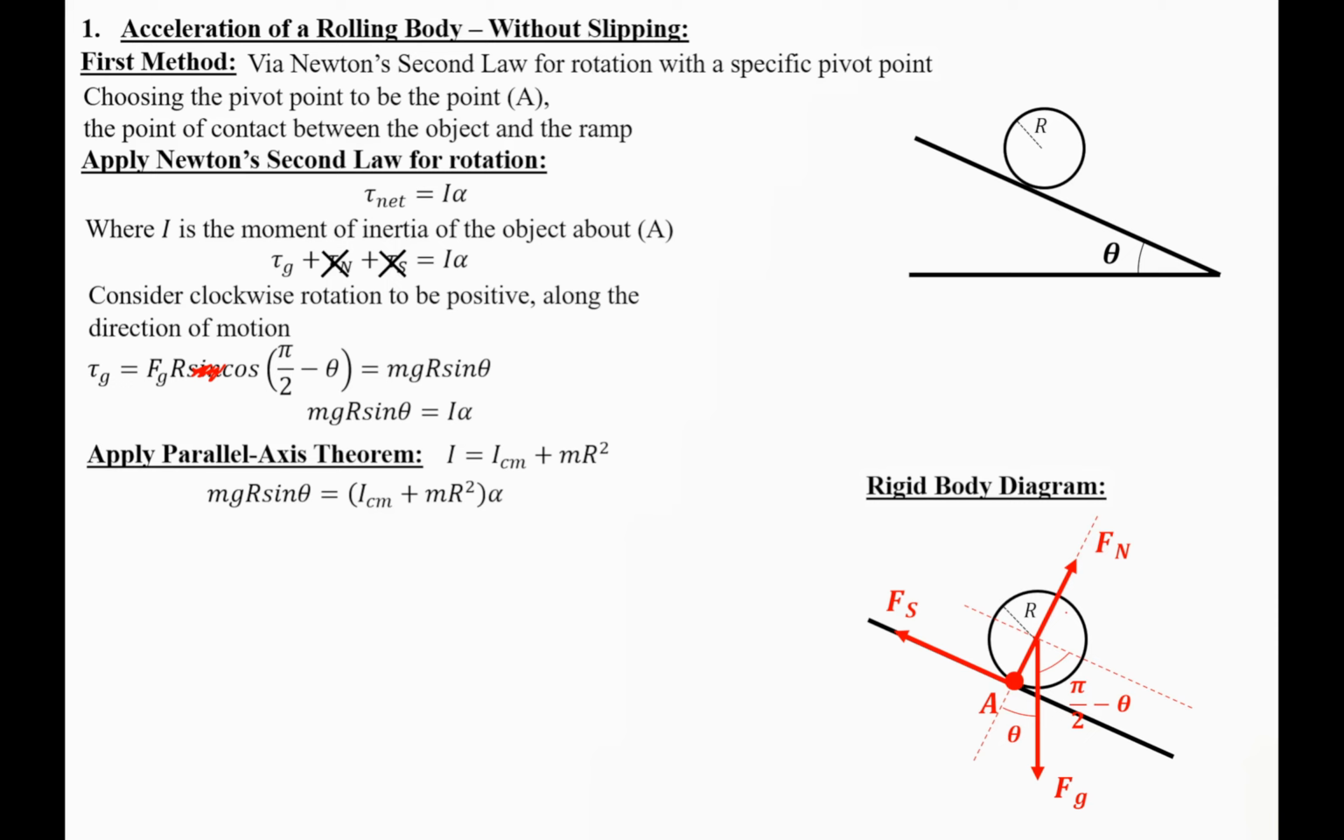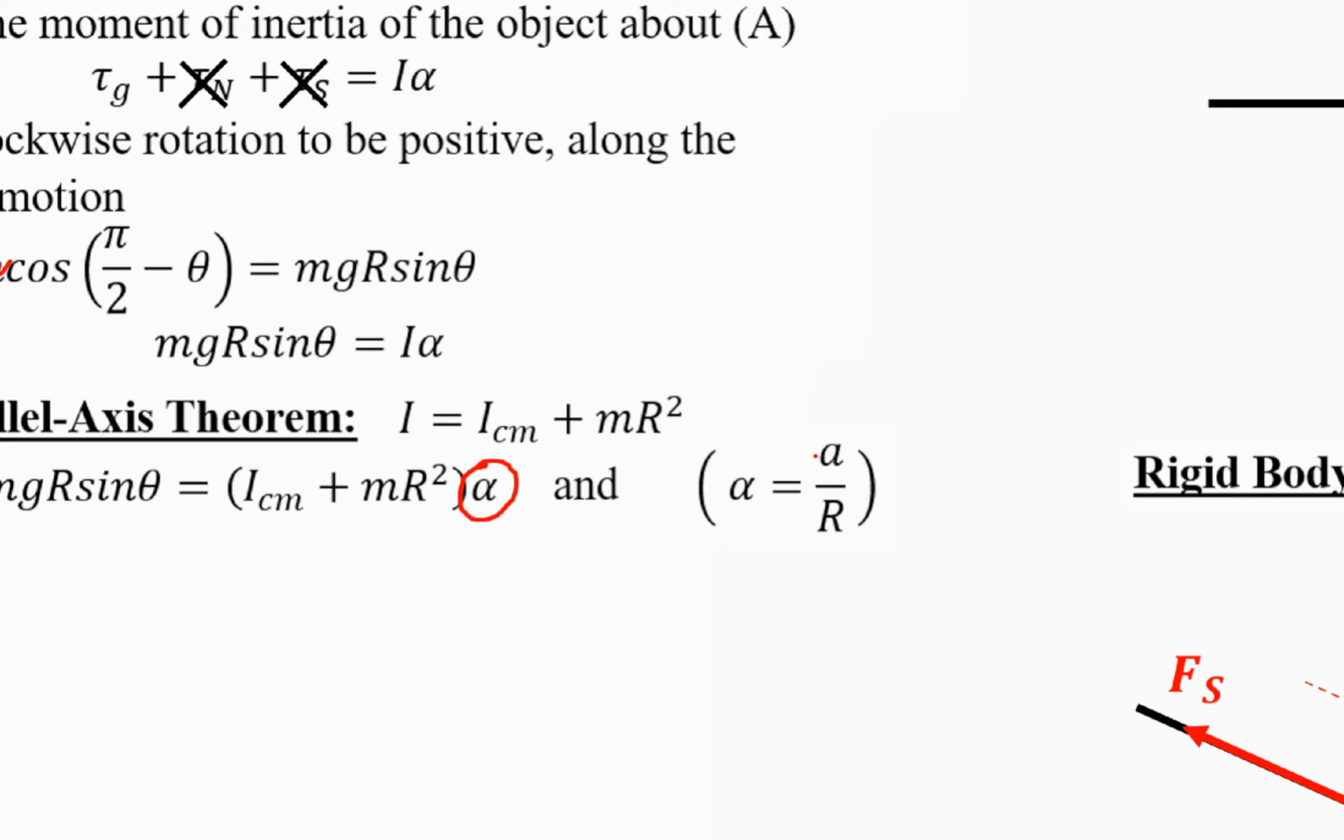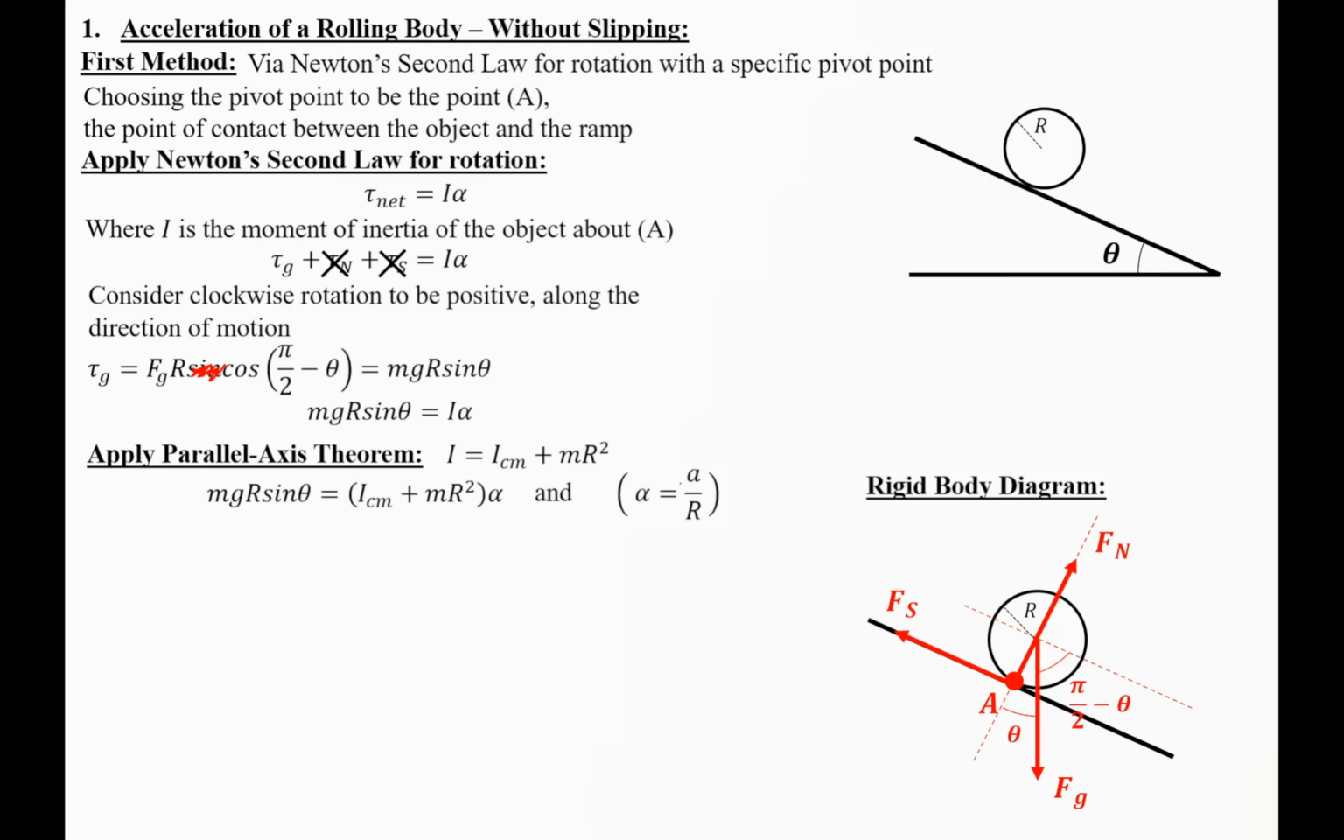Now replacing it in the previous expression and knowing that alpha is a over r, whether we determine alpha or a, they are both perfectly the same. Alpha represents the angular acceleration and a represents the linear acceleration of the center of mass, or the tangential acceleration. And we're interested in determining a, so here a is the only unknown. Now notice carefully what we're going to do.